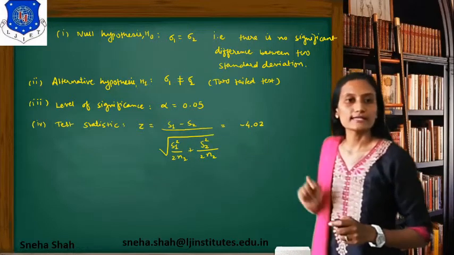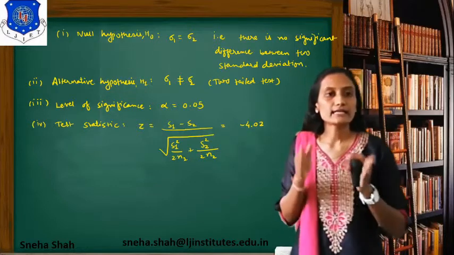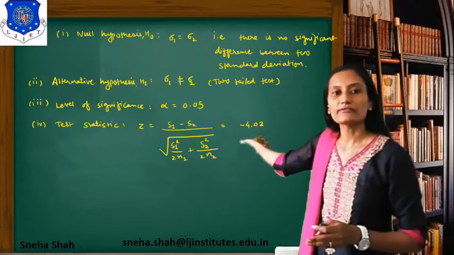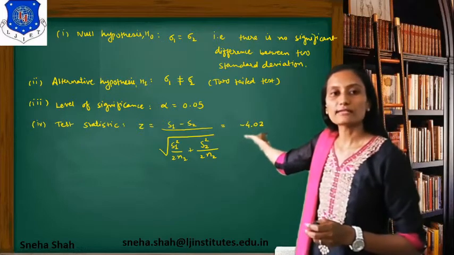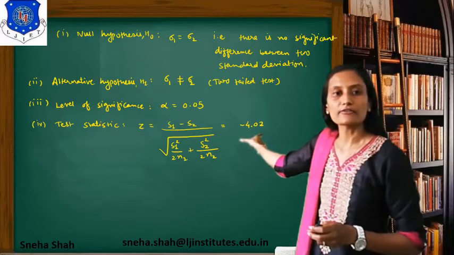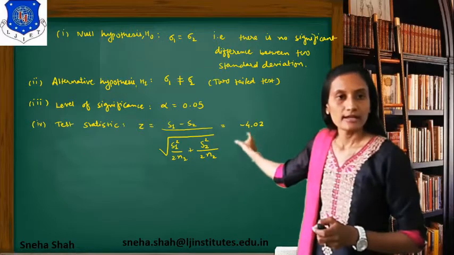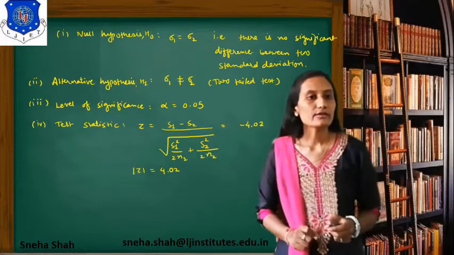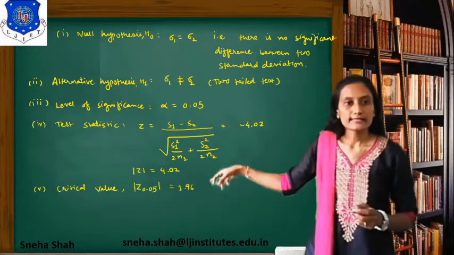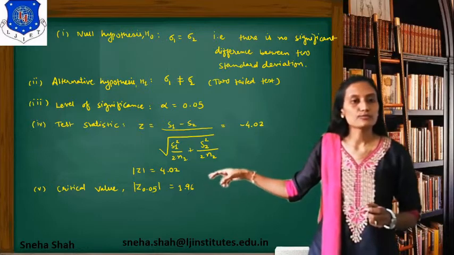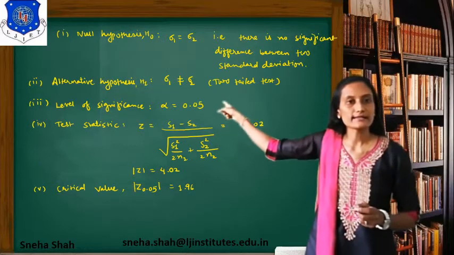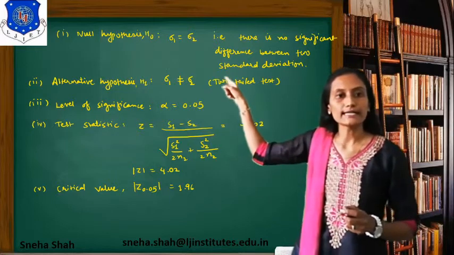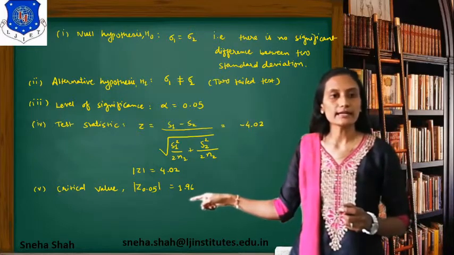Now if we put all the values in this equation, after solving, the answer equals minus 4.02. Now we find the value of mod z. Mod z means the modulus of this. So the modulus of minus 4.02 equals 4.02, right? So the value of mod z equals 4.02. Now if we find the critical value of z, it equals mod z 0.05 at this level of significance. From the z table for the two-tailed test, its answer equals 1.96.